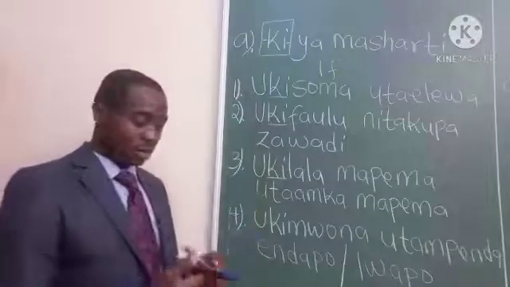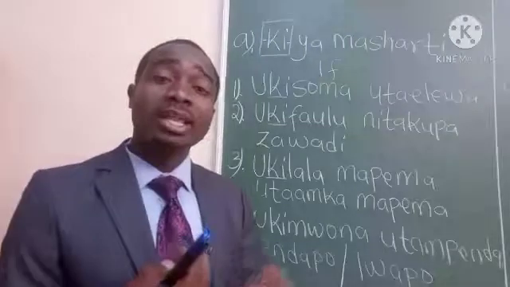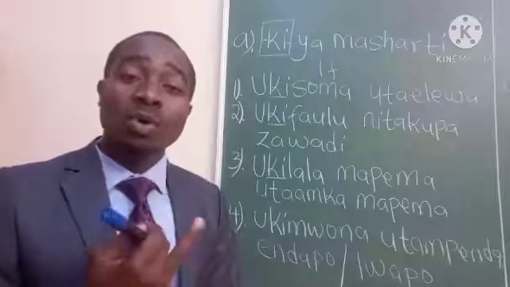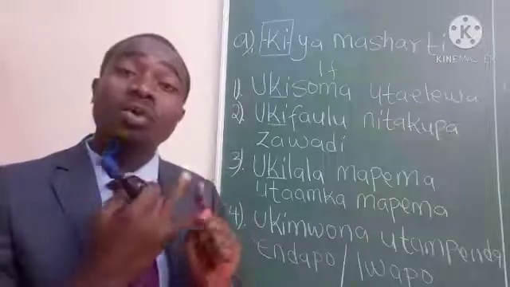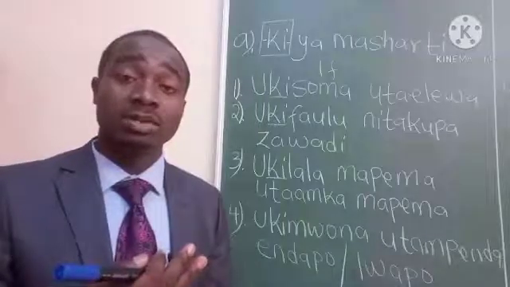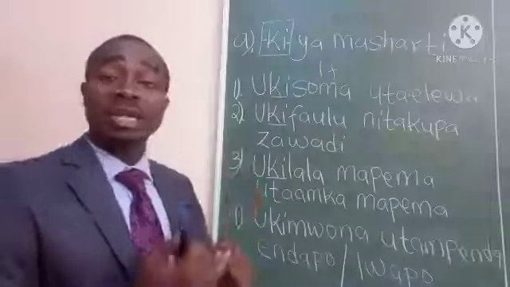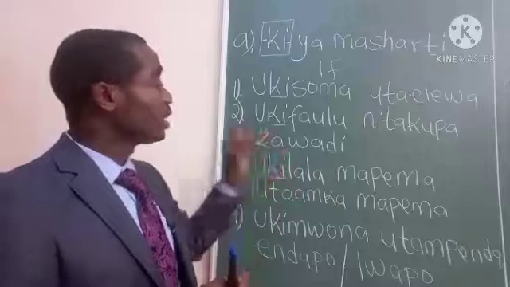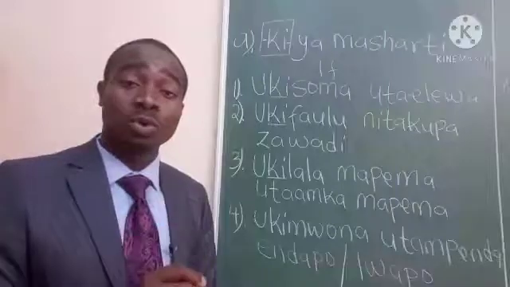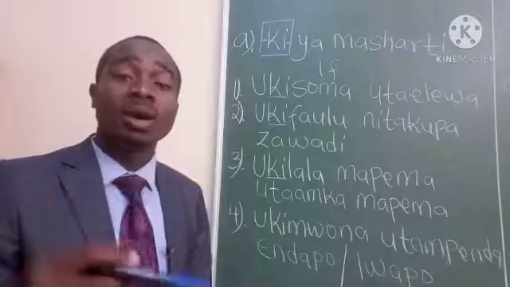So endapo, we start with endapo, then the next verb will be in the future tense, and the next verb also will be in the future tense. So endapo utasoma, utaelewa. If you will read, you will understand. Like the one where we use ki, ukisoma utaelewa, it is joined there, but endapo is a separate word. Then ukifaulu nitakupa zawadi. I will say endapo utafaulu nitakupa zawadi.